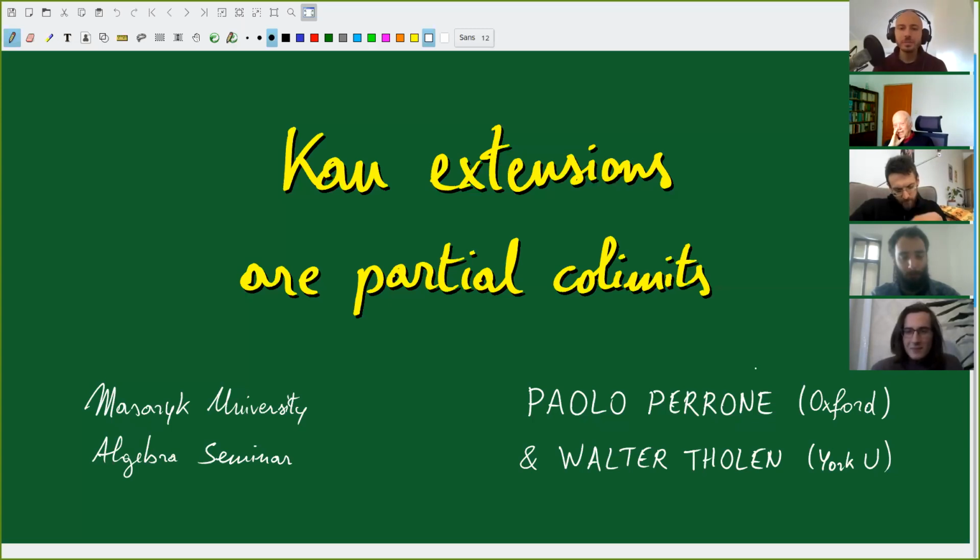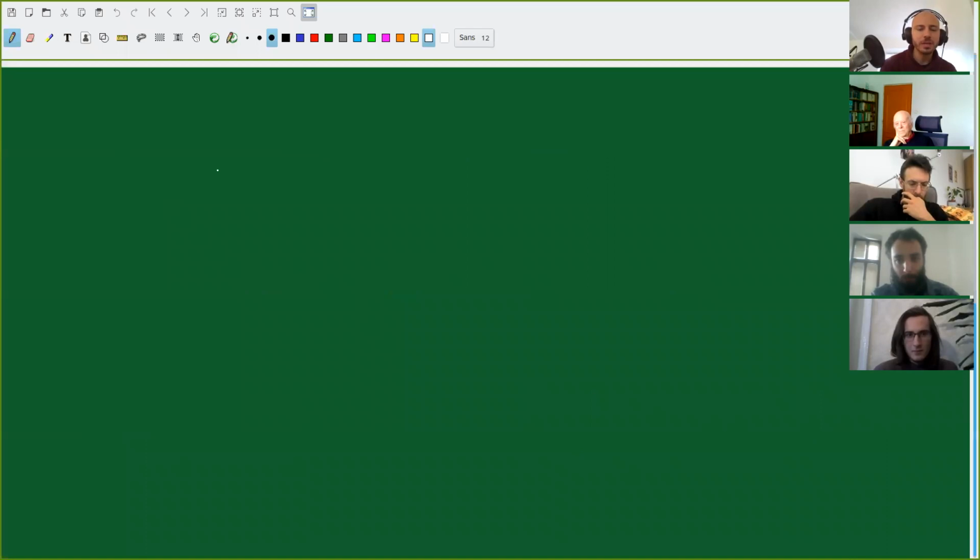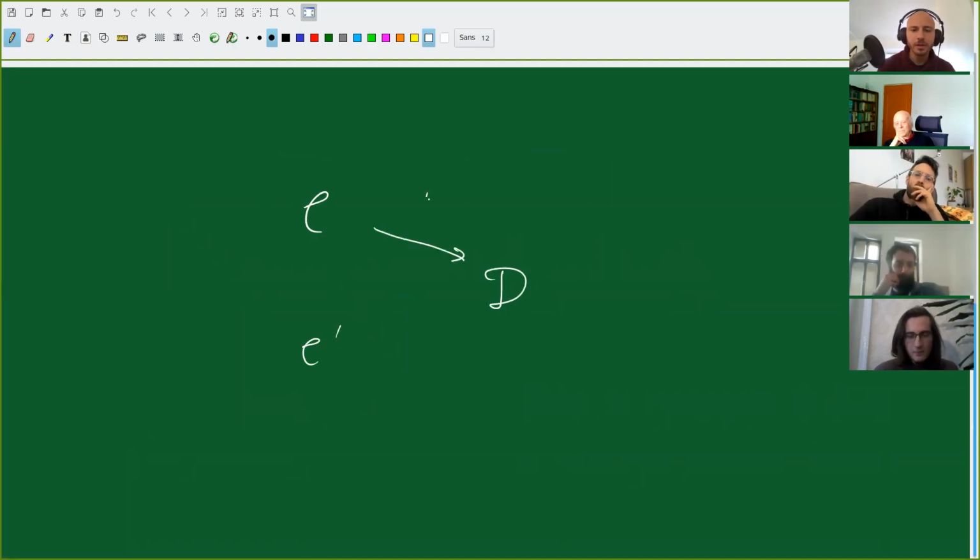So I was saying before, this work is partly motivated by what I was saying in probability. So maybe we can sketch what happened there at the end. What I want to talk about is how Kan extensions sometimes can be seen as colimits of a diagram done partially. So maybe let's see what I mean. Suppose we have categories, let's say C, C prime, and D. We have a functor F, we have a functor G, and we want to take the Kan extension of F along G.